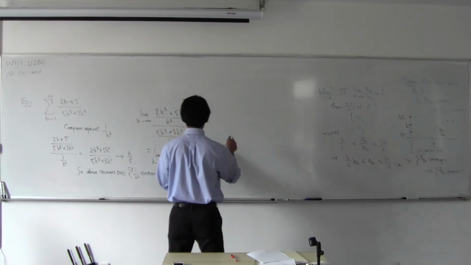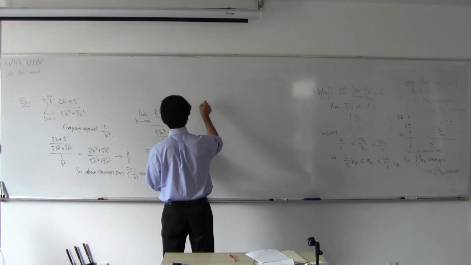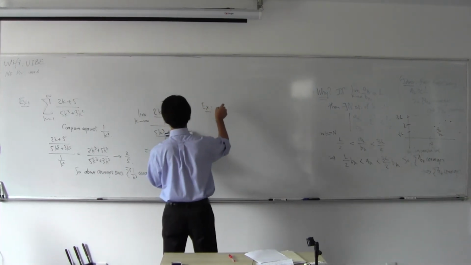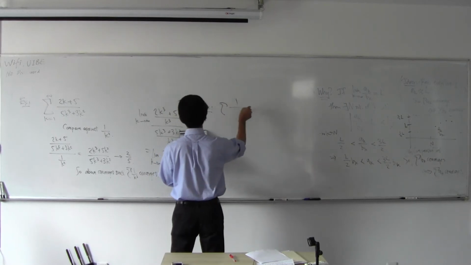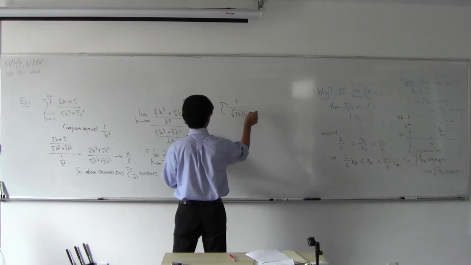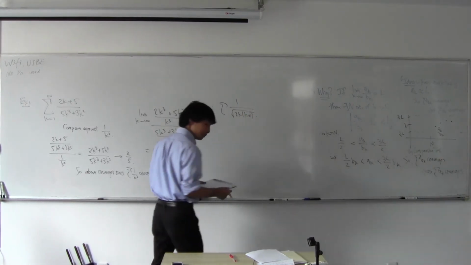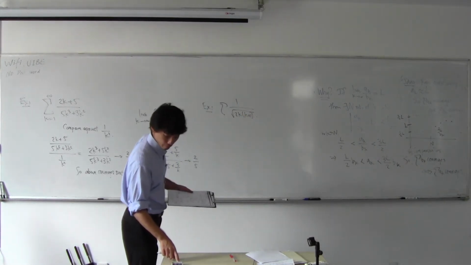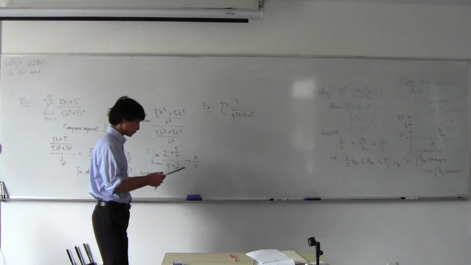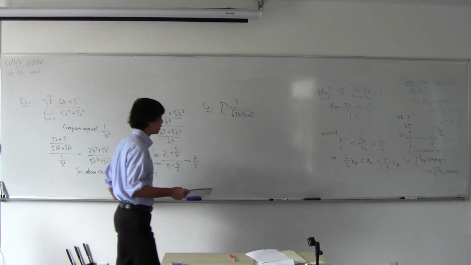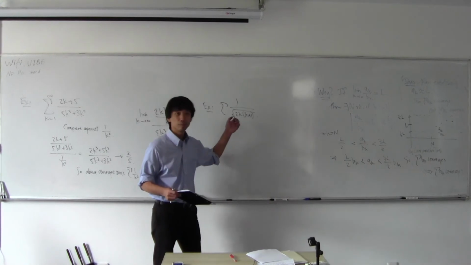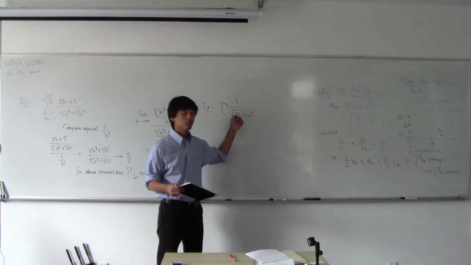Okay. Another one along the same lines. Summation of 1 over the square root of 2k, k plus 1. Just tell me, what are you going to compare against?